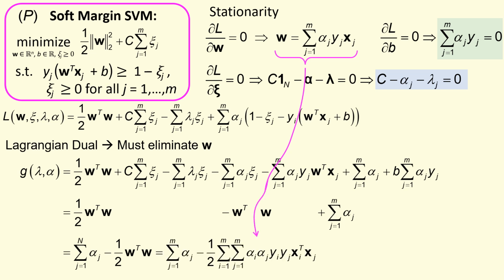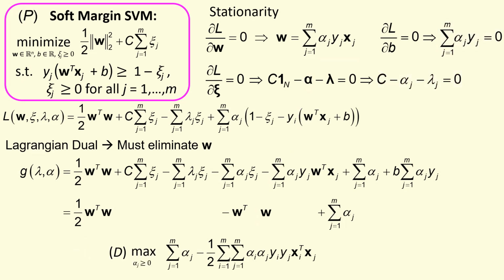But now we can reuse our stationarity and replace the W by the sum over the alpha sub j y sub j x sub j's. So notice our G of lambda alpha now is in terms of just these alphas. And so this is our dual. Maximize over the alphas, the sum of the alphas minus 1/2 this double sum, alpha sub i, alpha sub j, y sub i, y sub j, x sub i transpose x sub j.